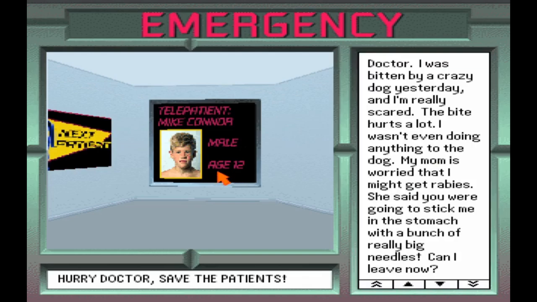Doctor, I was bitten by a crazy dog yesterday, and I'm really scared. The bite hurts a lot. I wasn't even doing anything to the dog. My mom's worried I might get rabies. She said you were gonna stick me in the stomach with a bunch of really big needles. Can I leave now?